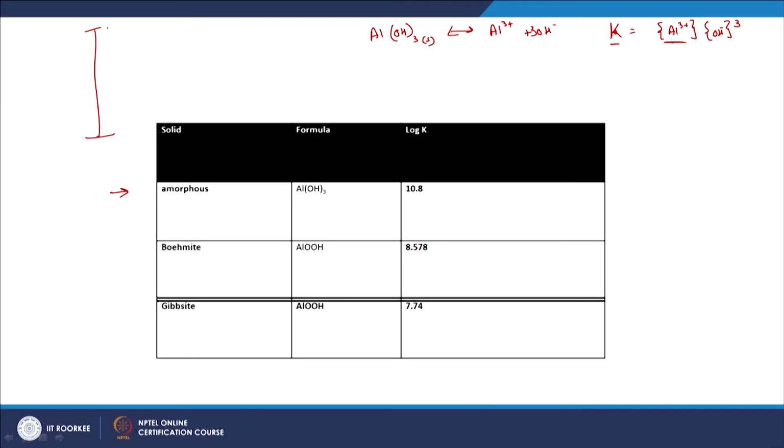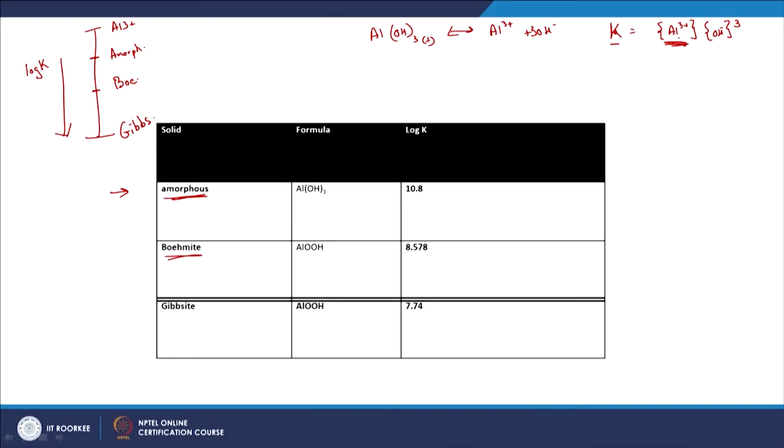So, again what was the example we looked at? We came down the ladder. Initially let us say Al3+, right. The next possible form was the first solid that we formed, the amorphous form, which is formed first, and next we will form the relatively insoluble form of Al3+, that is Boehmite, right, and next we will see the Gibbsite, and obviously as you see, the log K value too is decreasing, right.